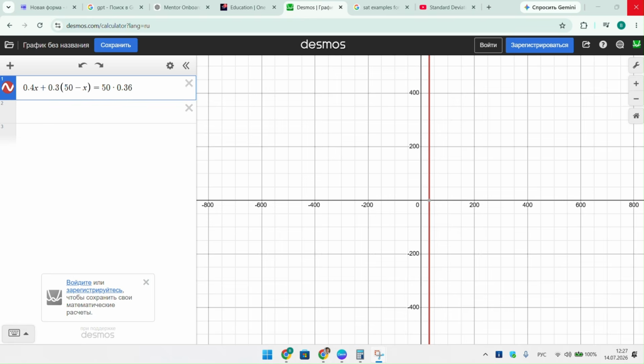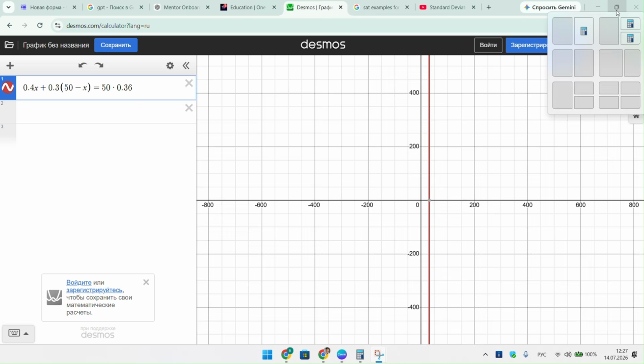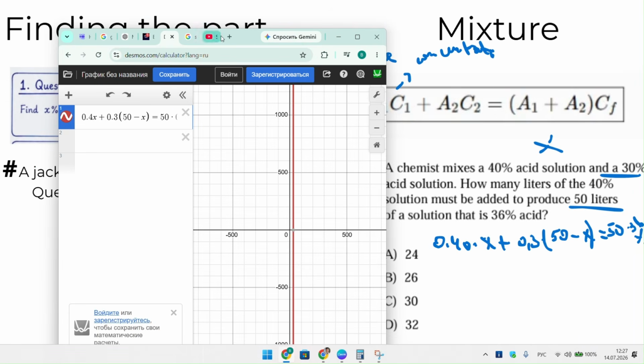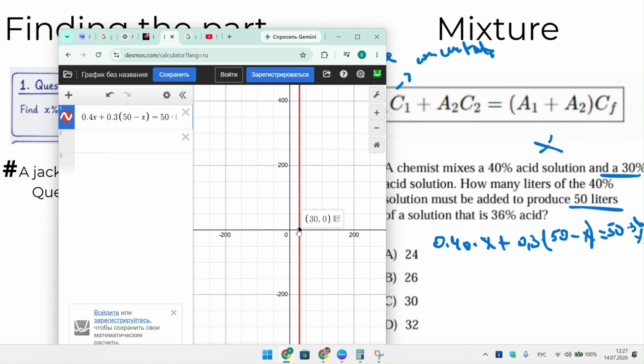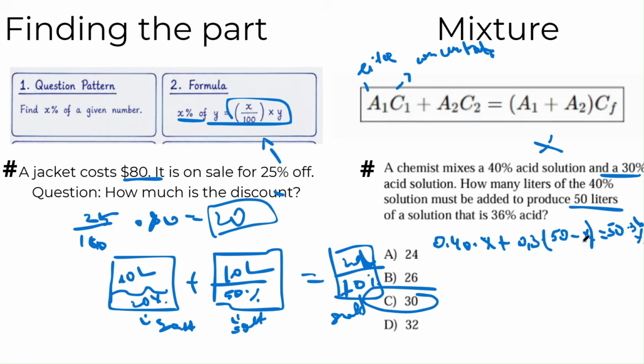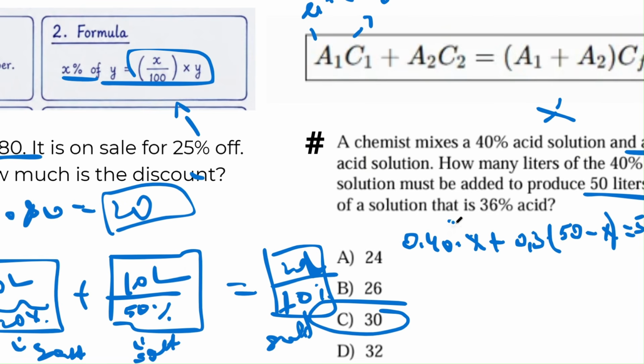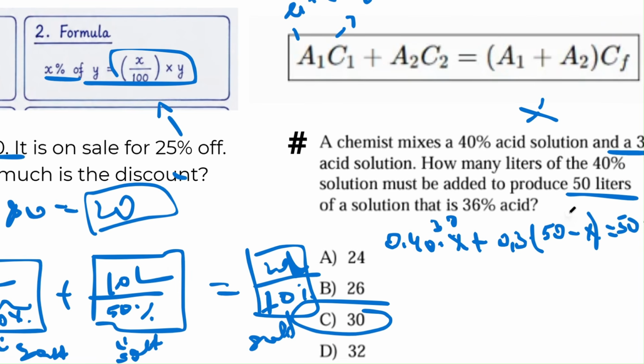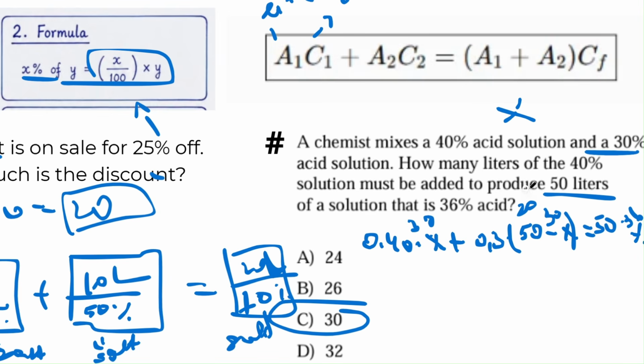Here it is. I put it into Desmos and wrote this equation exactly how it was written manually. And from the x-axis, we find out that our x equals 30. So if we logically put 30 liters there, 50 minus 30 is 20 liters for the 30% acid solution and 30 liters for the 40% acid solution, and their sum equals this. Since we are specified how many liters of the 40% acid solution is required, it is 30.